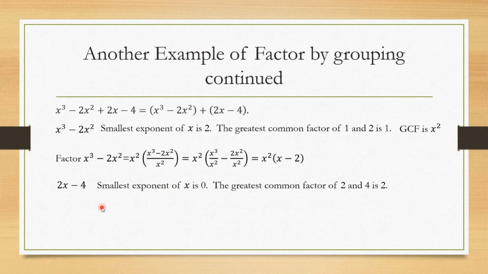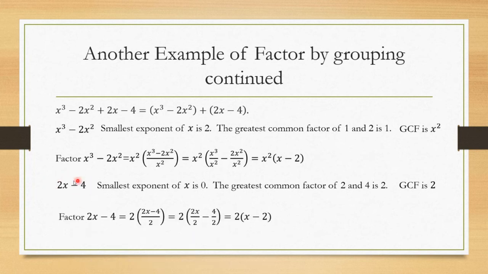Notice the greatest common factor of 2 and 4 is 2. How do we know that? Because the only factors of 2 are 1 and itself, and the only factors of 4 are 1, 2, and 4. In other words, 2 is a factor of 4, so 2 has to be the biggest common factor. So we can factor 2 out. In other words, the GCF of this thing is 2. So we're going to factor that out, and that's what I'm doing here.